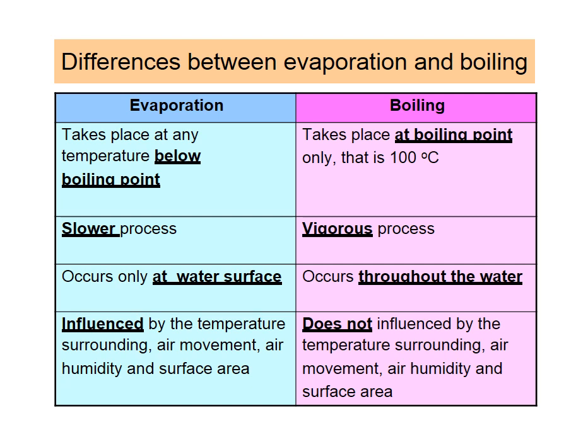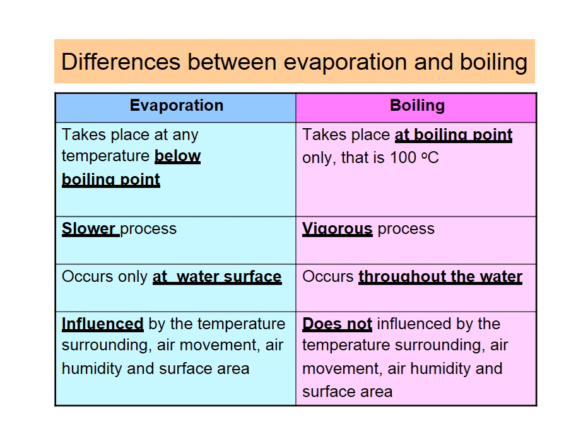Now we look at the difference between evaporation and boiling. Evaporation takes place at any temperature below boiling point. Boiling takes place at boiling point only, that is 100 degrees Celsius. Evaporation takes place below the boiling point of water. Evaporation is a slower process, while boiling is a vigorous process.